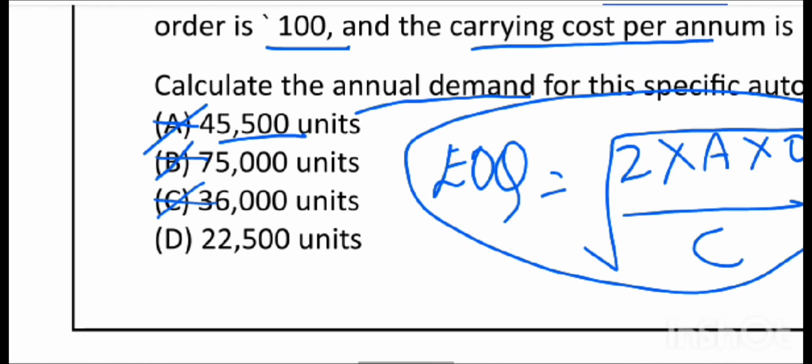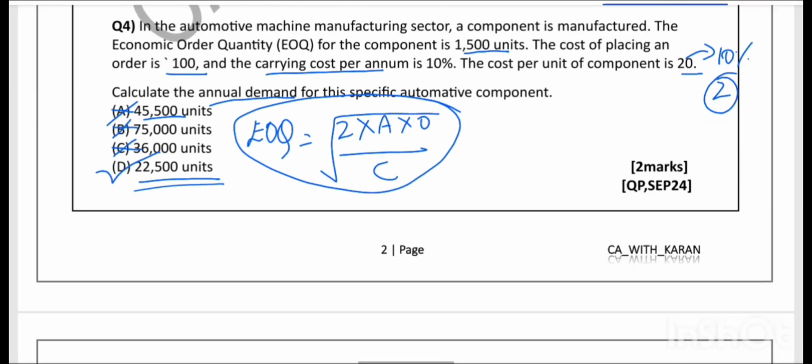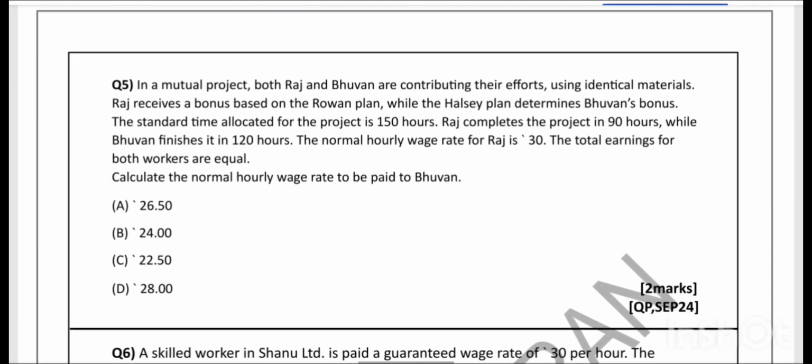We're going to get 1,500 for annual demand, 22,500. So option D is the correct answer. Next, moving on to question 5.